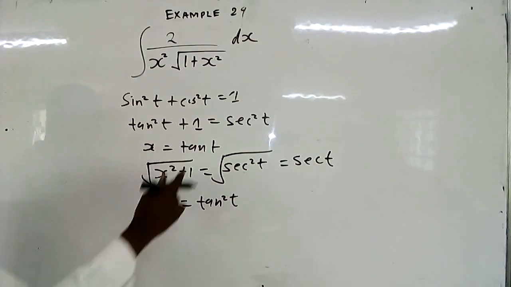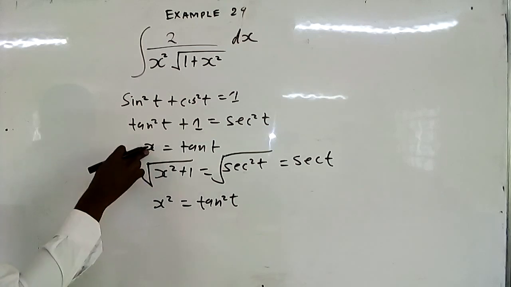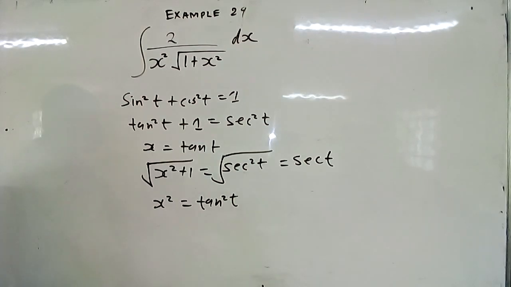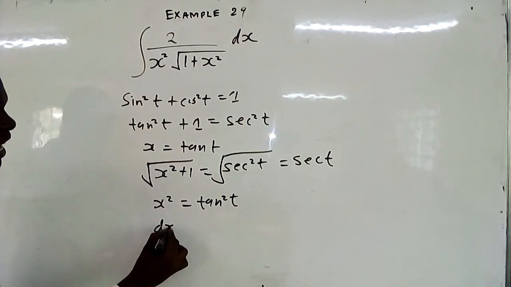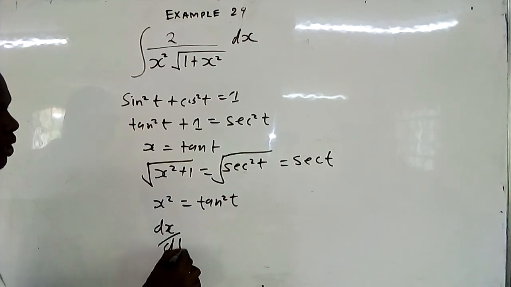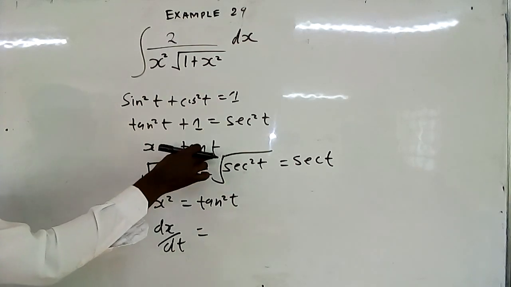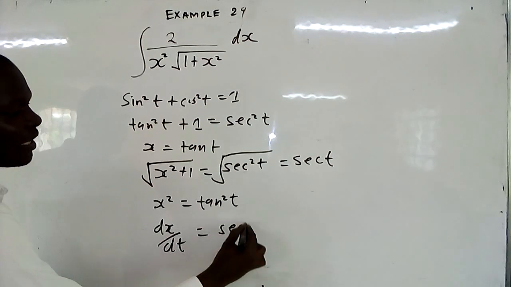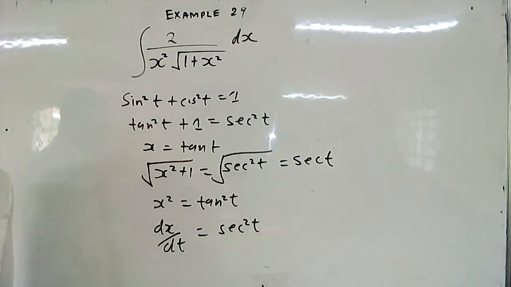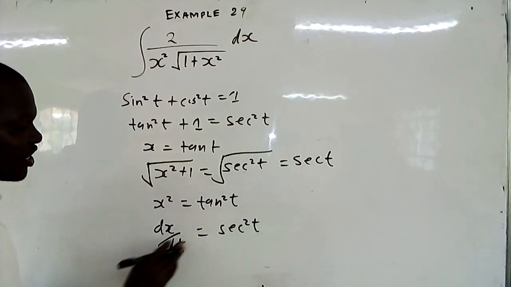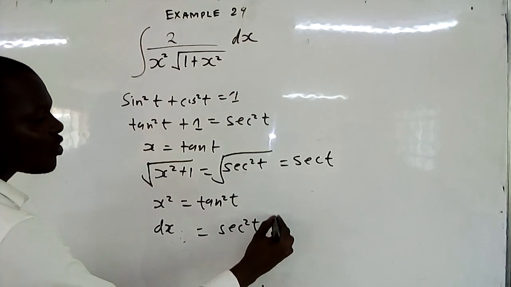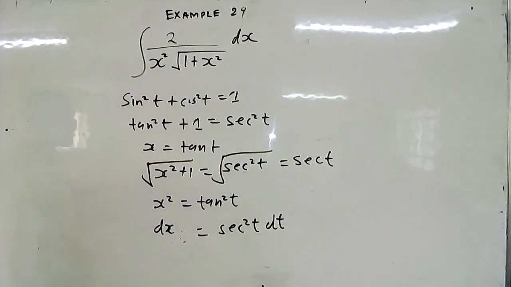So if x is equal to tan t, what is the derivative? If you differentiate x with respect to t, what do you get? You get dx over dt equal to, if you differentiate tan t, you get sec squared t, isn't it? That is a standard differentiation. So if you take dt to the other side, you remain with dx equal to sec squared t dt. Are we together?